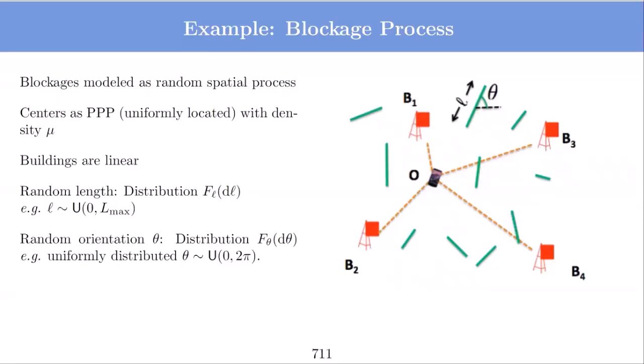So we have seen that Boolean models can be used to model a blockage process. For simplicity, let us consider linear blockages. So there is a user at the origin, and then there are different base stations, B1, B2, B3. And then these blockages are modeled as a Boolean model. So their centers are located as a Poisson point process with density mu. And then each blockage is a line. Its length is L, which is again a random variable with some distribution. And its orientation theta is also a random variable with some distribution.